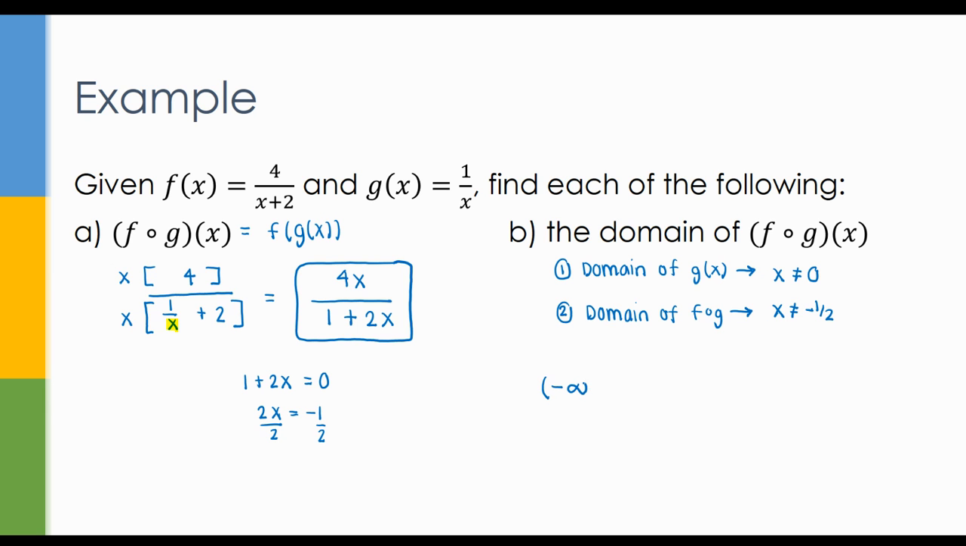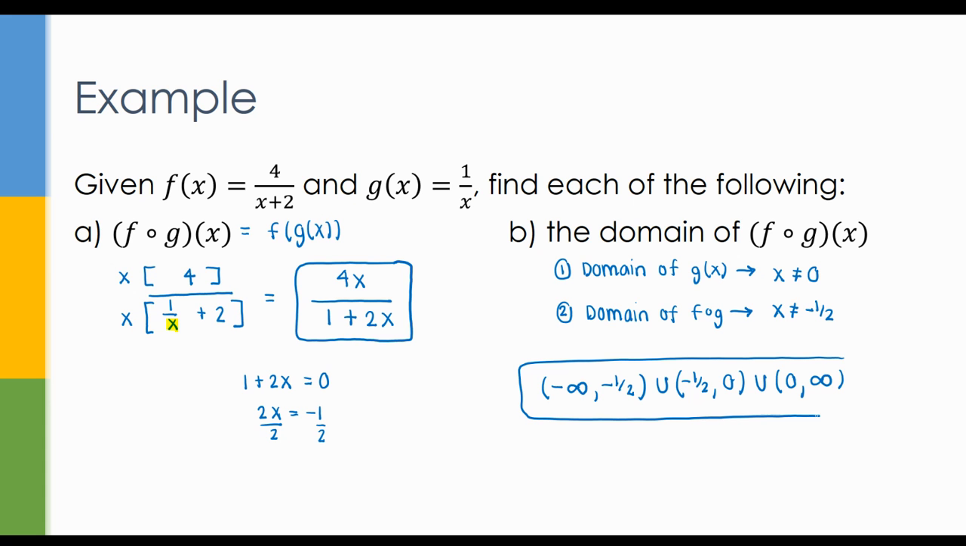So my domain can go from -∞ up to -1/2, but I don't include it. So there's a parenthesis. Then on the right side of negative 1/2, we can go up to 0, but I can't include it, so another parenthesis. And then on the right side of 0, we can go up to positive infinity. So here is the domain of this composition.